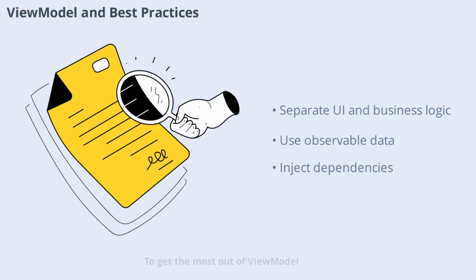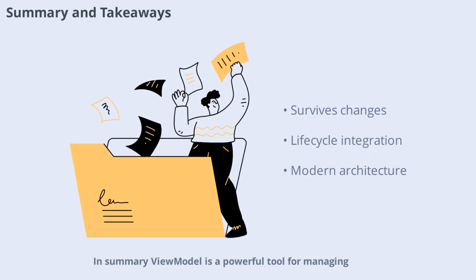To get the most out of ViewModel, follow best practices like keeping UI logic separate from business logic, using LiveData or StateFlow for observable data, and injecting dependencies through factories. These practices help you build robust, maintainable apps. In summary, ViewModel is a powerful tool for managing UI data and business logic in Android apps. It survives configuration changes, integrates with the lifecycle, and supports modern architecture patterns. By understanding its internals, you can build better, more reliable apps.